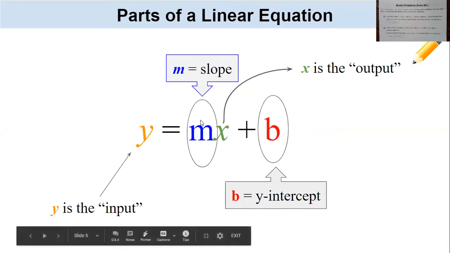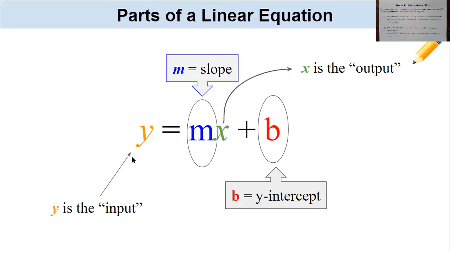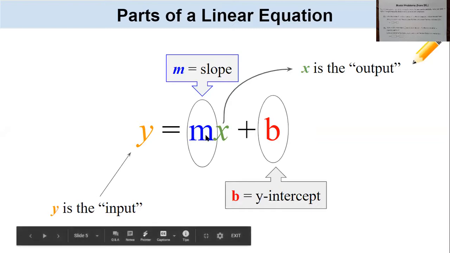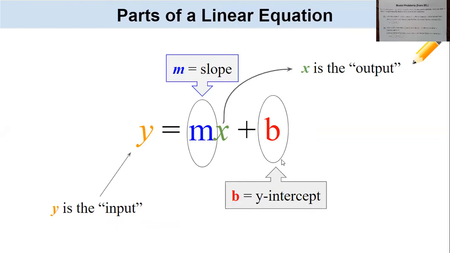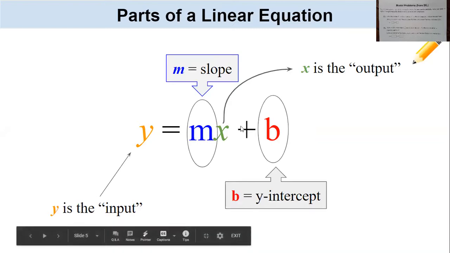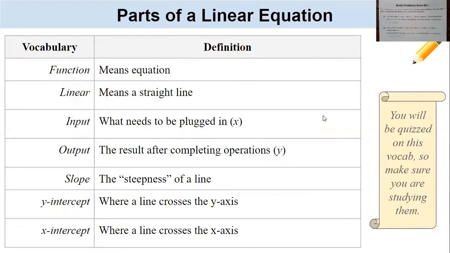So the m represents the slope, or how steep the line is. You see this line, for example. The b is the y-intercept. The x is the output and the y is the input. Now, this is just vocabulary. This will all make sense when we put it all into practice.